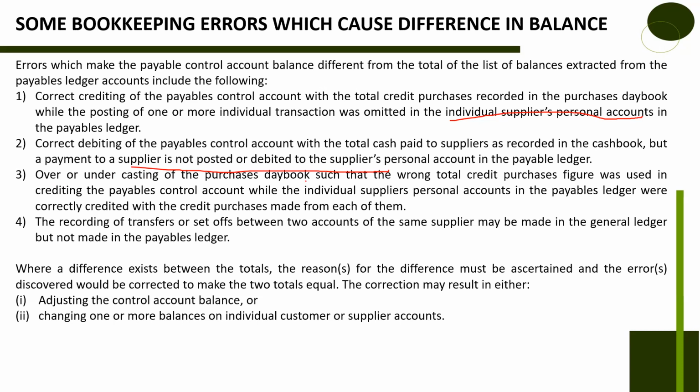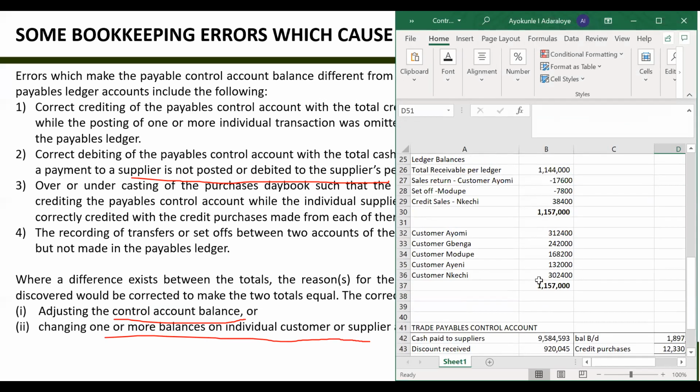Over and undercasting of the purchases day book, such that the wrong total credit purchase figure was used in crediting the payables control account, while the individual suppliers' accounts in the payables ledger were correctly credited. Like I told you the other time, when there is a difference between this total, you must ascertain why there's an error. And once it's discovered, you are either adjusting the control account, or you are changing one or more balances on the individual supplier accounts. The same principle applies to what we looked at the other time.